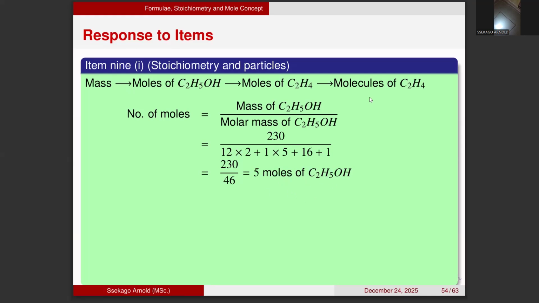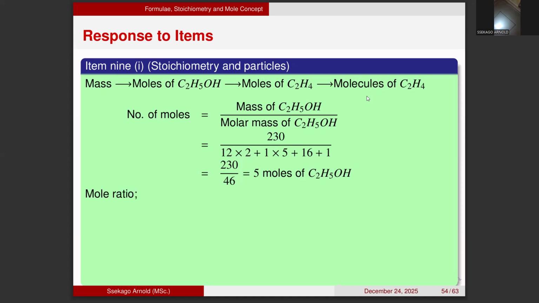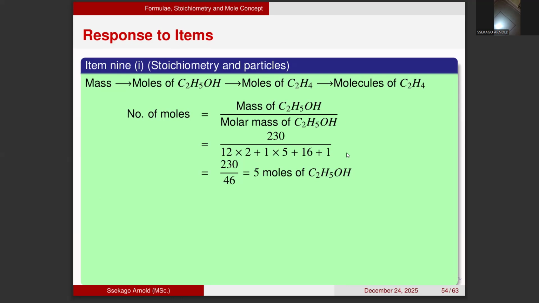Then we convert these moles of ethanol to molecules of ethylene. Converting from moles to particles, converting from moles to molecules, we use the mind map, which says that we use Avogadro's relation. But before that, these are moles of ethanol, so we have to obtain moles of ethylene. We haven't obtained moles of ethylene. Sorry for that. We are just here on moles of ethanol. So we convert moles of ethanol to moles of ethylene.